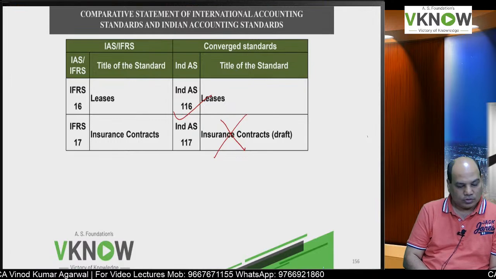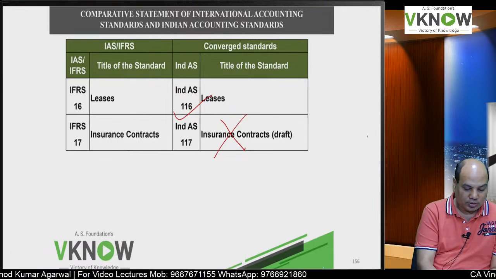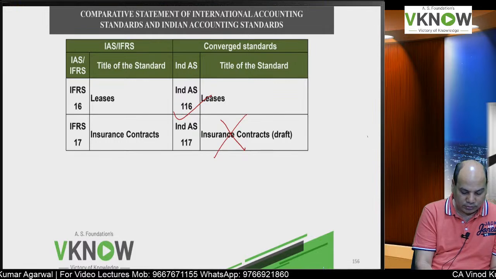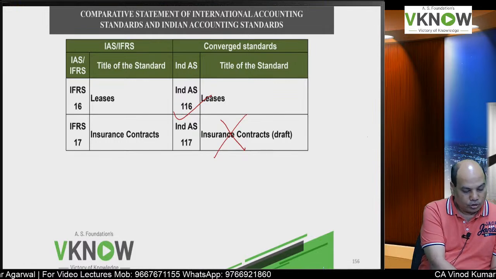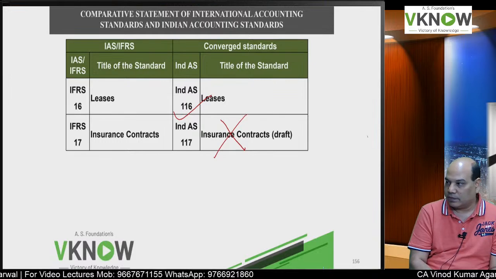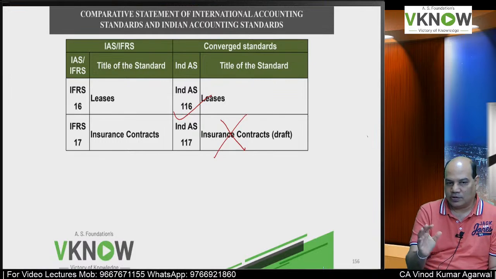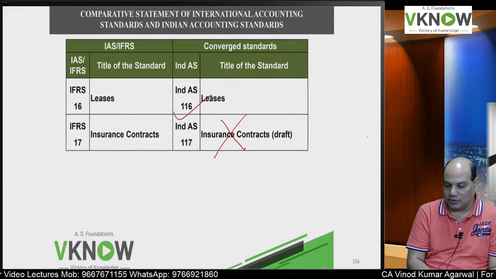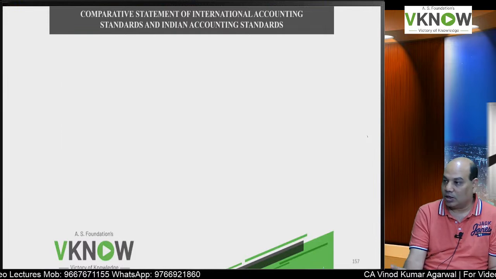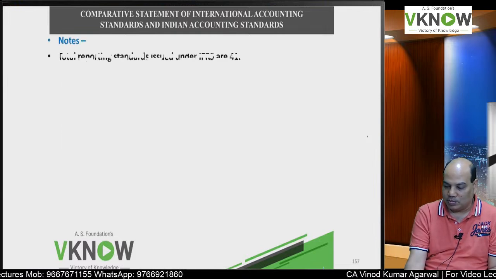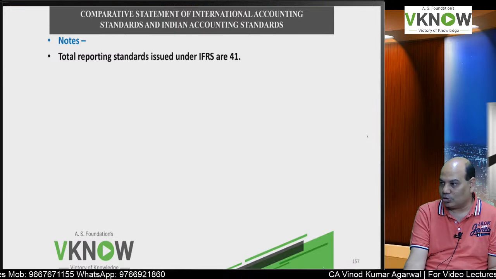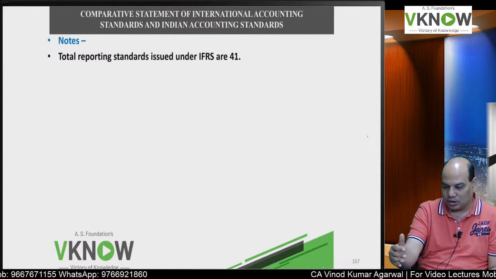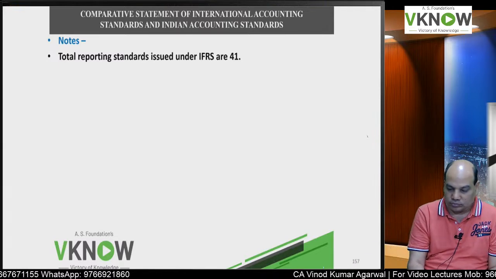Okay. So except which standard? 29, 114, 117. 117 is in any case a draft, it's not finalized. Remaining are applicable in your syllabus, and that will be my agenda from tomorrow onwards. First I'll take Schedule 3 and then other standards.